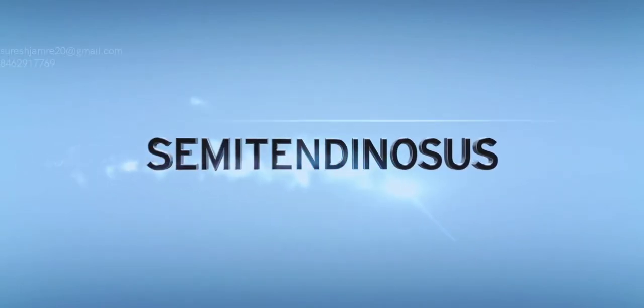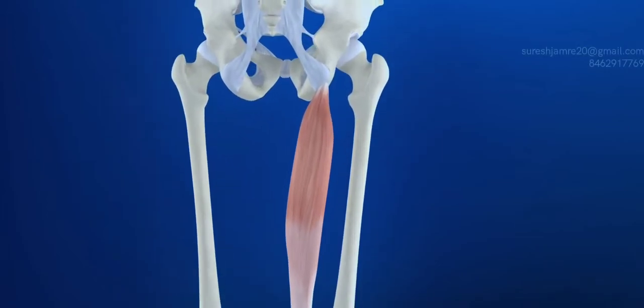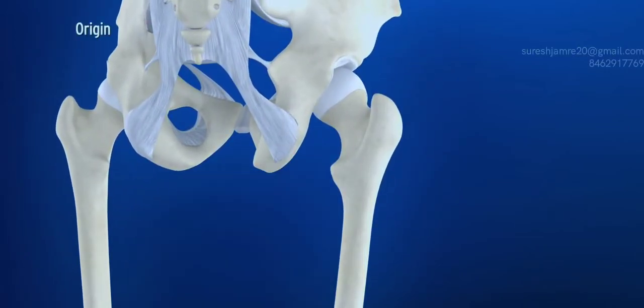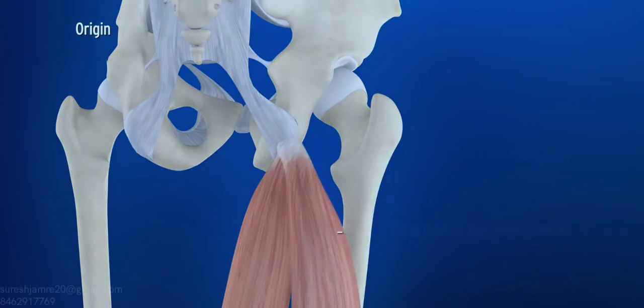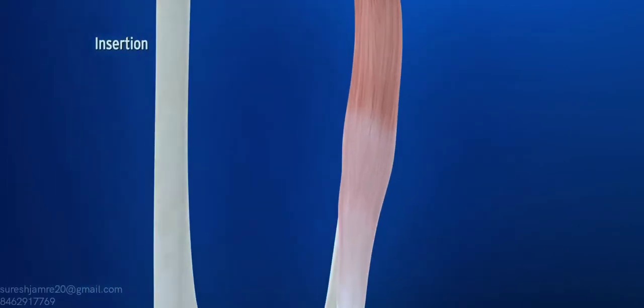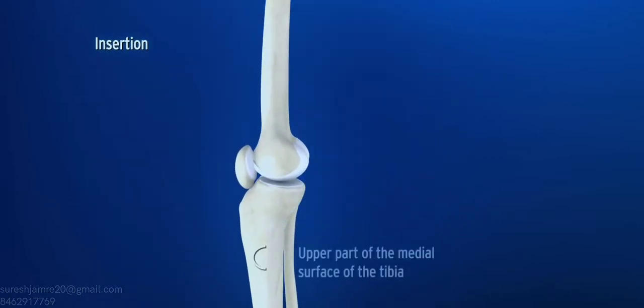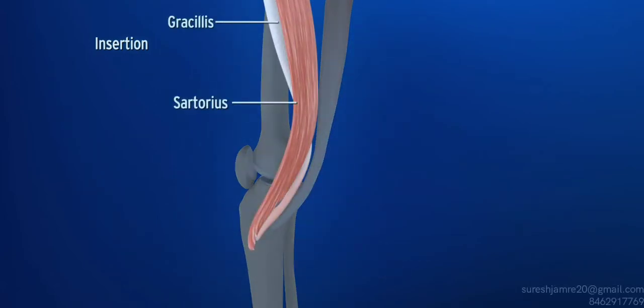Semitendinosus. It is so named because its lower half is tendinous. Origin: from the inferomedial impression on the upper part of the ischial tuberosity, in common with the long head of the biceps femoris. Insertion: into the upper part of the medial surface of the tibia, behind the sartorius and the gracilis.